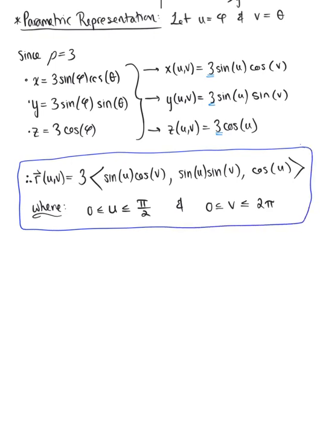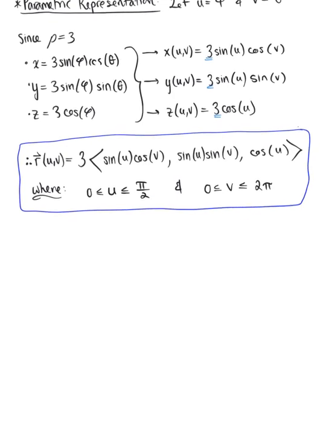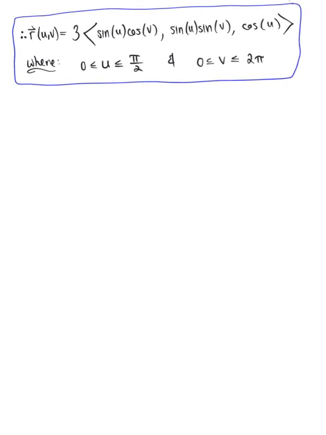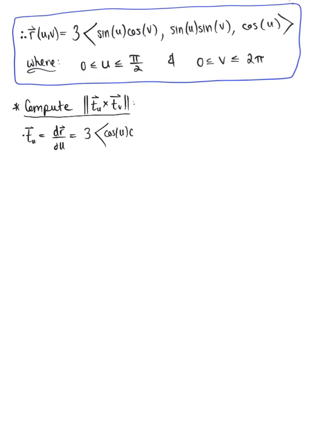We're ready now to use this to calculate the magnitude of the cross product of the tangent vectors with respect to u and v, as well as rewrite the function. So we'll start here by calculating the magnitude of the cross product of the tangent vectors of u and v. To find the tangent vector in the u direction, we need to take the partial derivative of vector r with respect to u. So this is going to leave us with 3 multiplied by cosine of u times cosine of v. We then have cosine of u times sine of v.